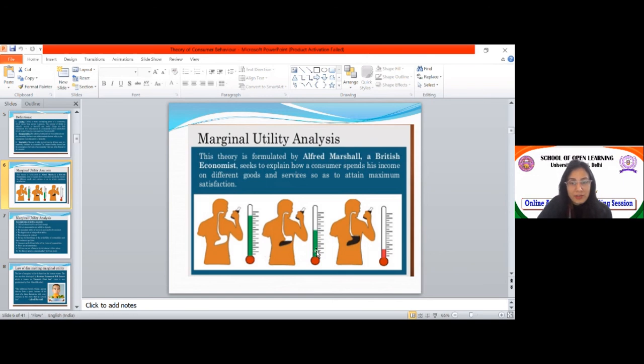So his satisfaction decreased and he is having the second cola. So from the second cola, his satisfaction will be decreasing. Now from the third cola, because his stomach is totally full, his satisfaction from the third cola is zero. He is not getting any satisfaction. So what does it mean?